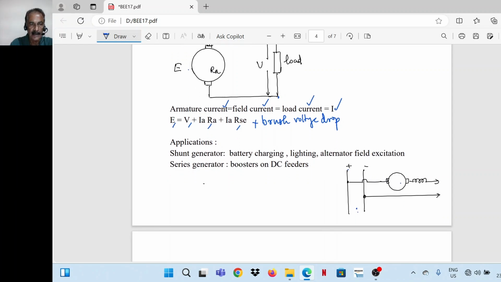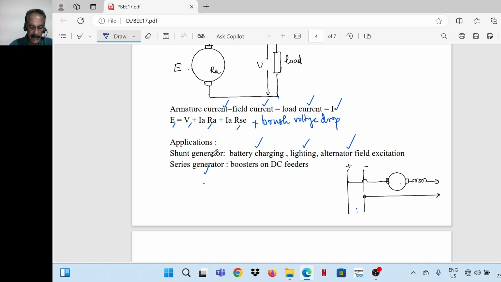Then applications: shunt generators are used for battery charging, street lighting, alternator field excitation, etc. Alternator field excitation means exciting the field winding of the alternator. A DC source is required, and quite often a DC generator is used for that purpose.